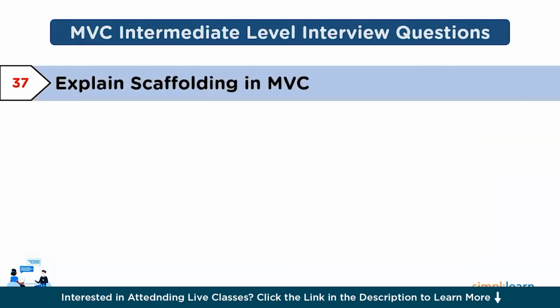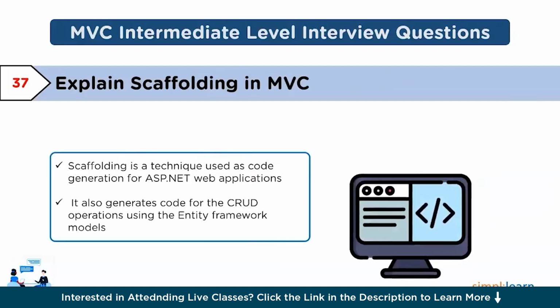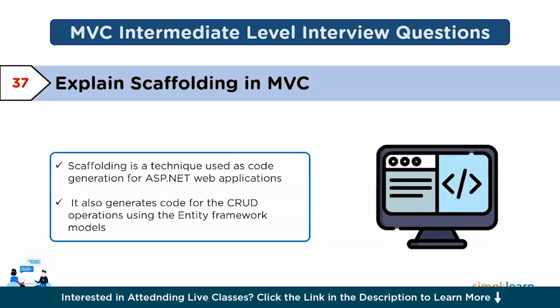Explain scaffolding in MVC. Scaffolding is a technique used as code generation for ASP.NET web applications. It also generates code for CRUD operations using the Entity Framework models. It reduces time and generates clean code while creating the application. It is automatically installed in Visual Studio 2013 and above versions.